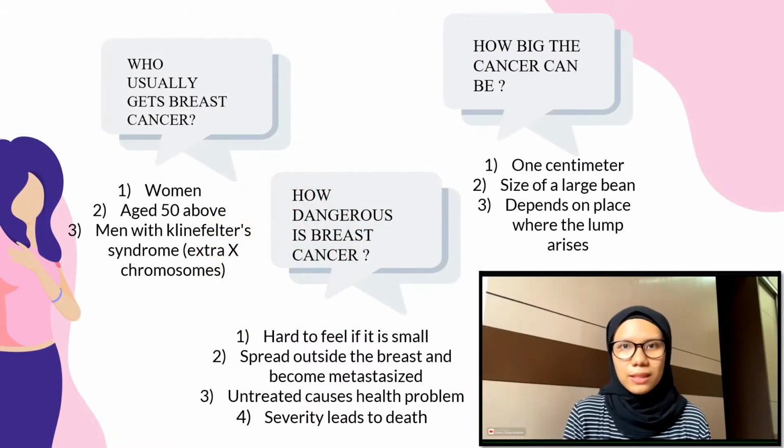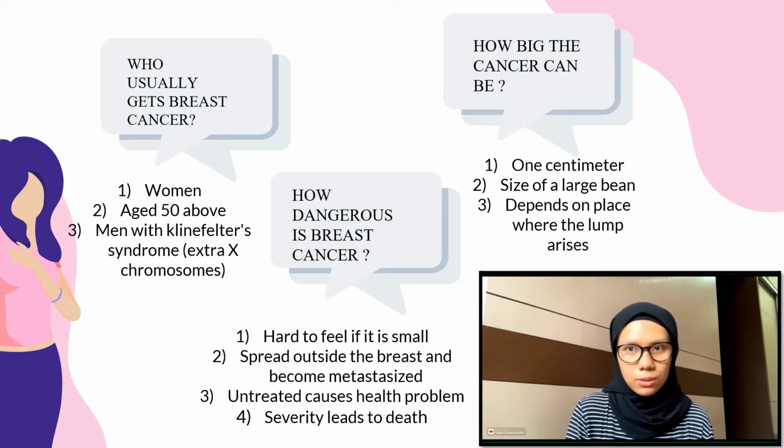Who usually gets breast cancer? Studies have shown that the risk of getting breast cancer is due to a combination of factors. The main factors that influence the risk include being a woman and getting older. Most breast cancers are found in women who are 50 years and above. It is also proven that men can get breast cancer, but it is not as common as in women. This rare condition usually happens in men with Klinefelter's syndrome.